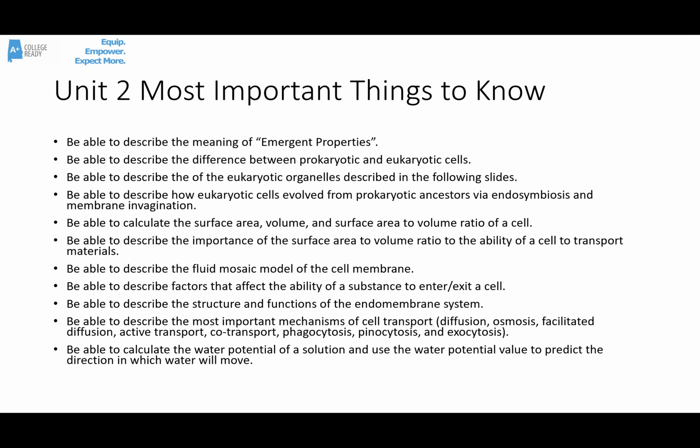Here are the most important things to know from Unit 2. First of all, make sure you know what's meant by emerging properties and how they're important in biology. Make sure you can describe the differences and similarities, for that matter, between prokaryotic and eukaryotic cells. Make sure that you can describe the eukaryotic organelles, both in terms of their structure and their function, the things they do. Make sure you can describe how we think eukaryotic cells evolved from prokaryotic ancestors. They love to ask about endosymbiosis or endosymbiotic theory, and also membrane invagination theory on the AP exam.